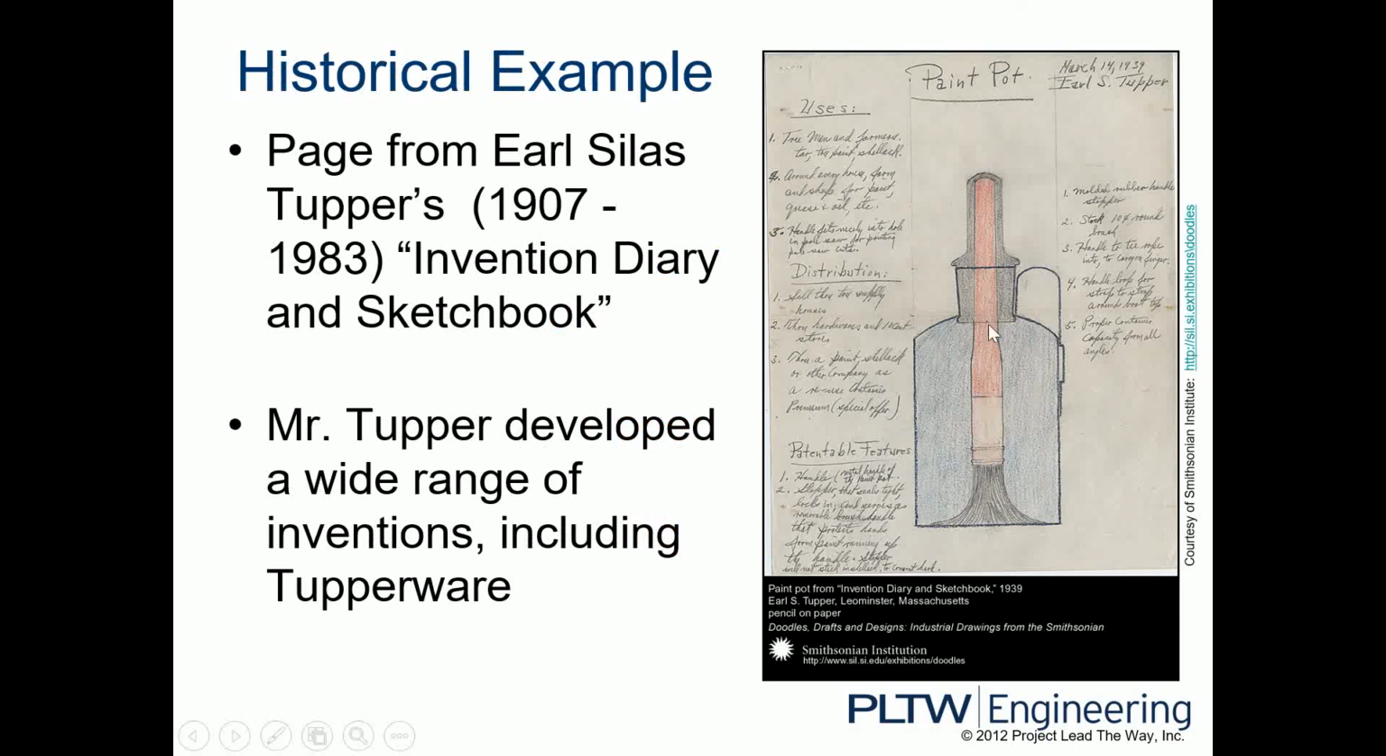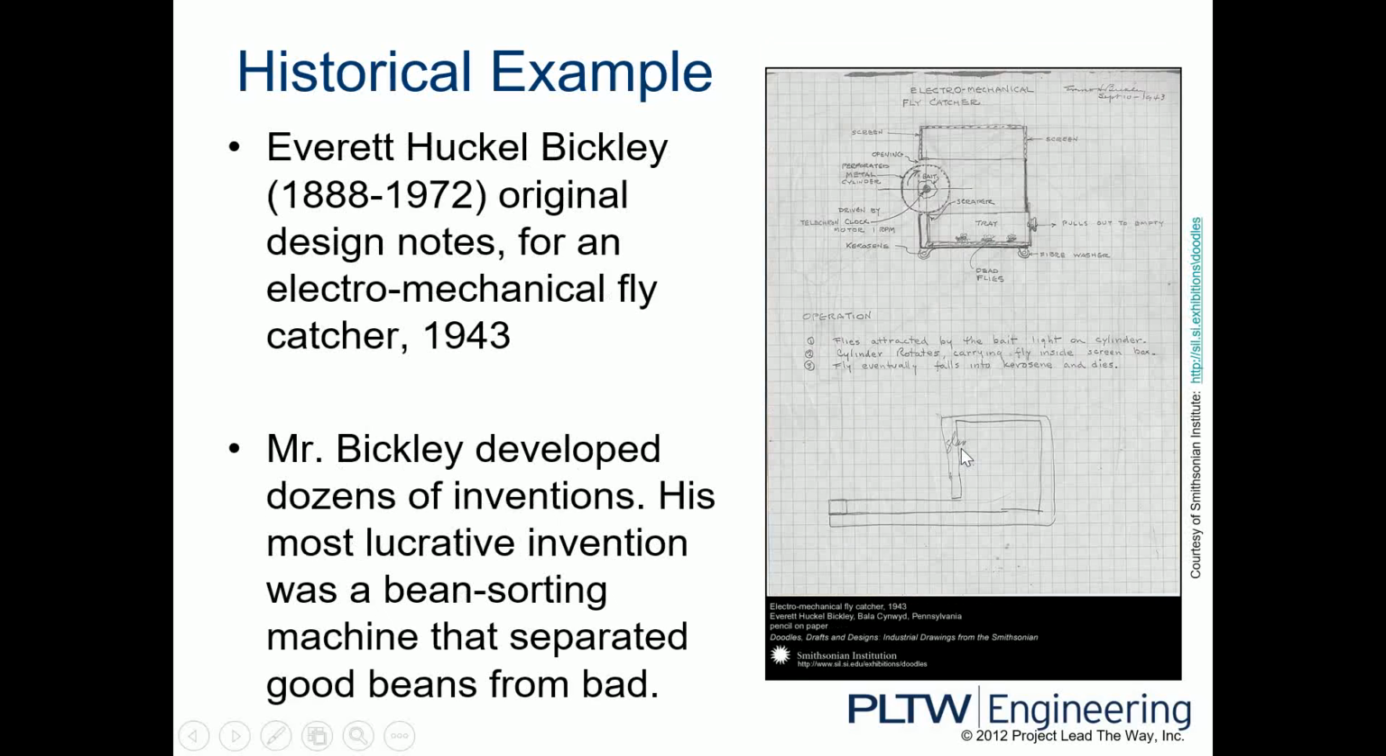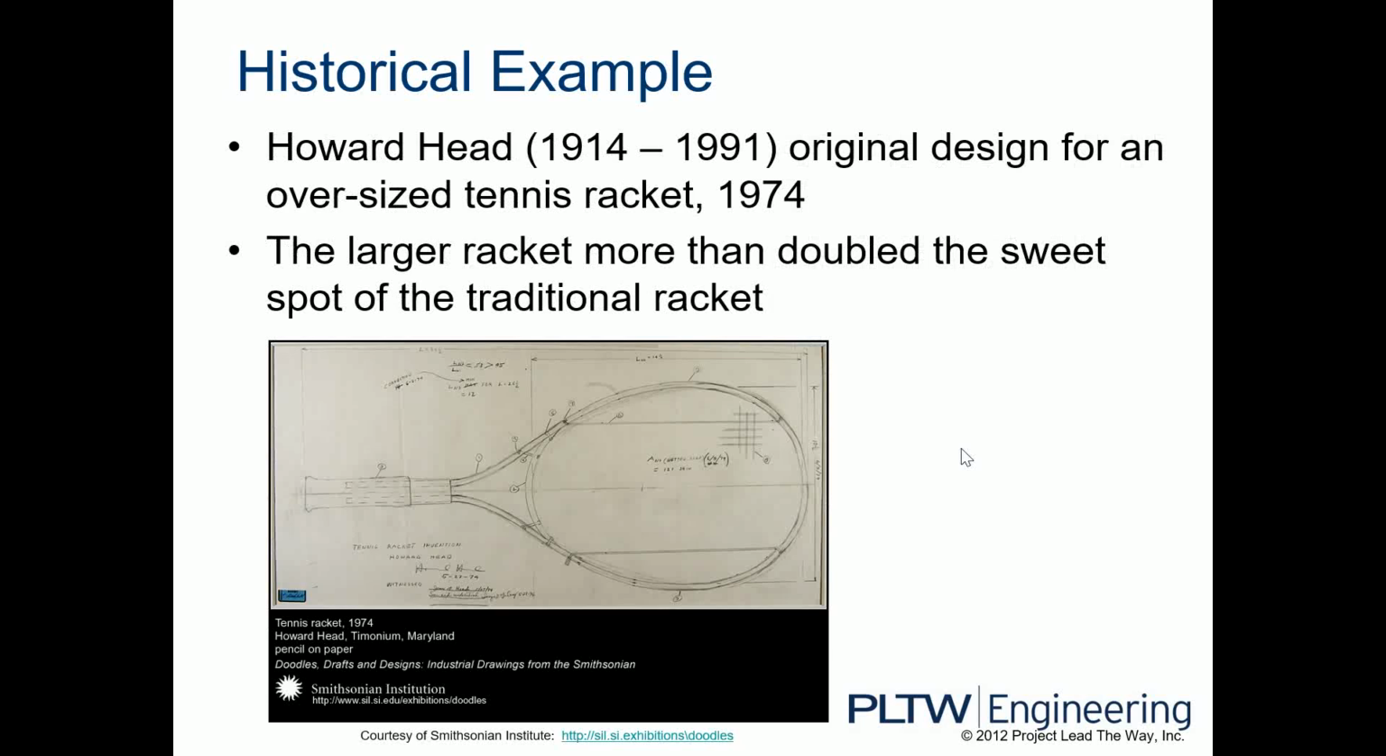Now they did use handwriting in these, but again, that's kind of what they did back at the turn of the century. This is the gentleman famous for his plastic kitchen storage stuff. You know him as Tupperware. This is designer notes for an electronic fly catcher, which would be really useful. This is Howard Head, the designer of the large head tennis rackets.